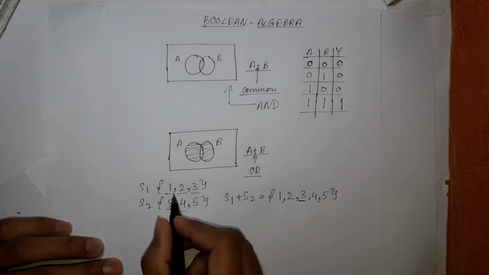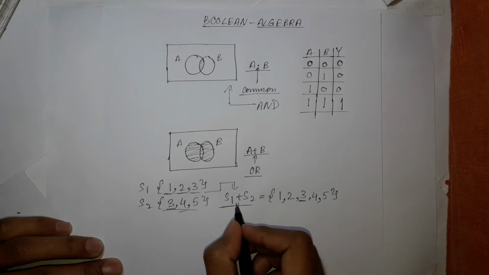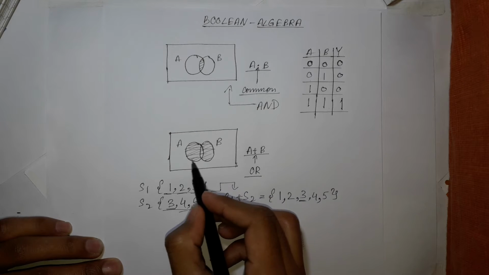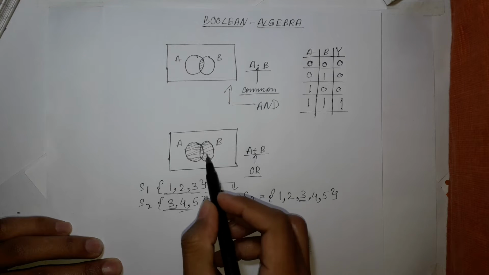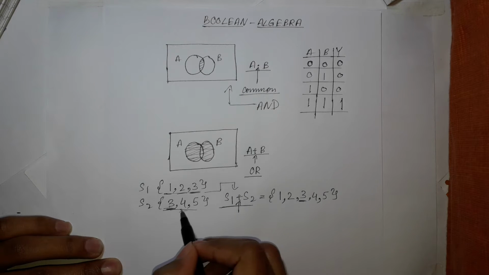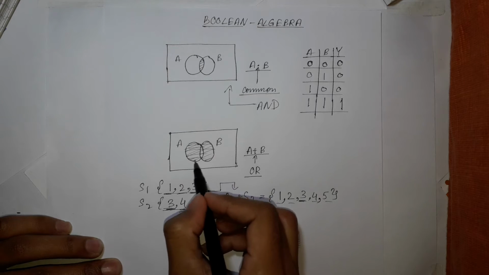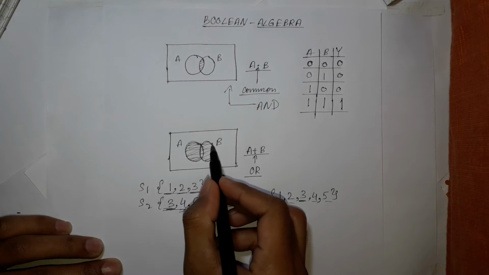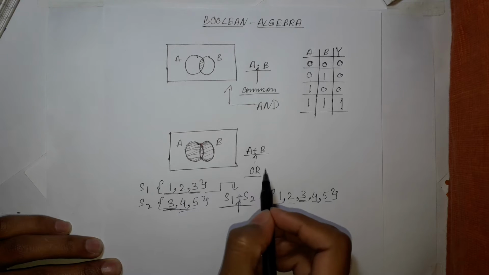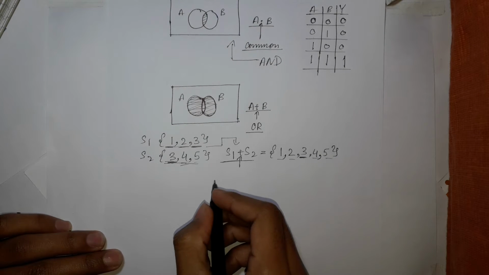Now you can see all the elements are covered by the OR one. So A or B covers every element, but the elements that are repeated are covered only once. As you can see here, 3 is covered only once and distinct ones are covered as well. So similarly, this portion is covered and this portion is covered and this common portion is covered only once. So now let's justify the OR truth table using this Venn diagram.